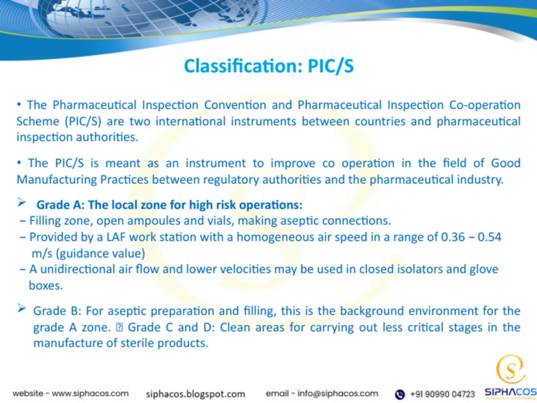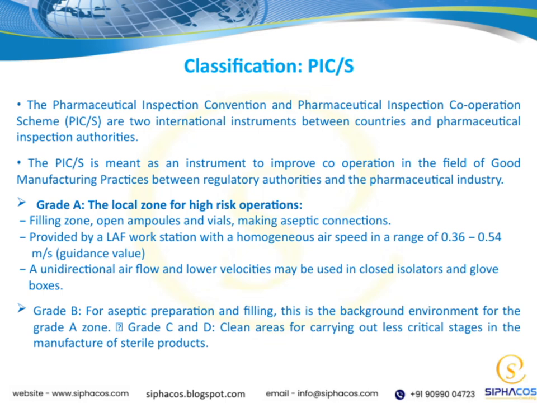It's important to note that in some cases, such as in closed isolators or glove boxes, we might use unidirectional airflow with lower velocities to maintain sterility. This helps minimize contamination during these sensitive procedures. Next, we have Grade B, which serves as the background environment for Grade A. Think of it as the environment that supports aseptic preparation and filling.